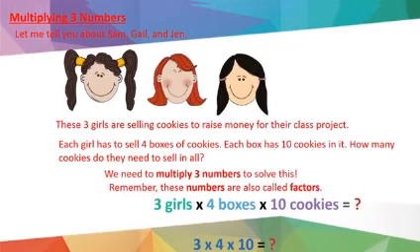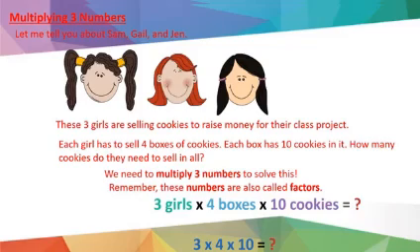Multiplying three numbers. Let me tell you about Sam, Gail, and Jen. These three girls are selling cookies to raise money for their class project. Each girl has to sell 4 boxes of cookies. Each box has 10 cookies in it. In order to solve this problem, first step, read it carefully, circle the keywords.